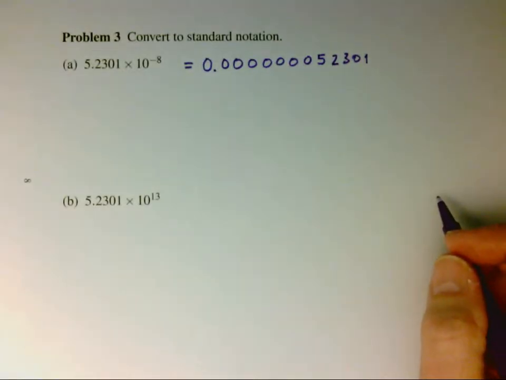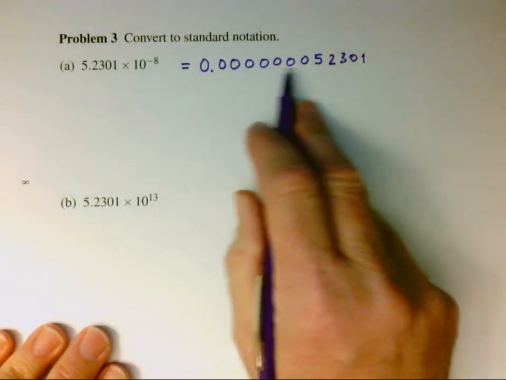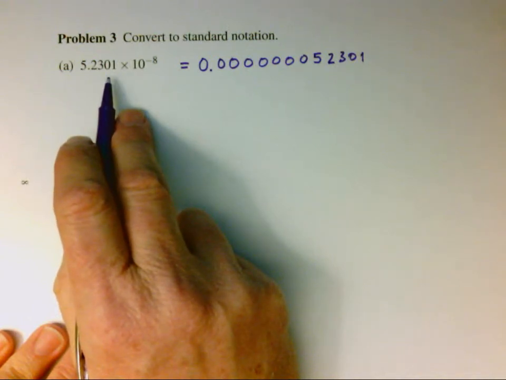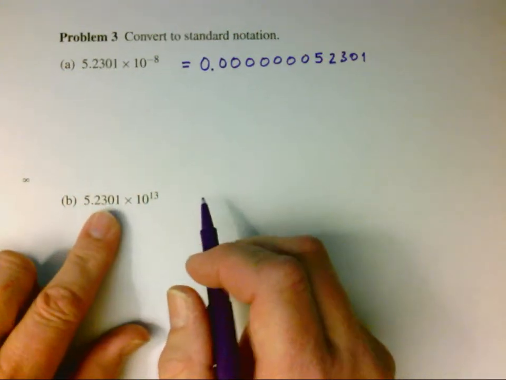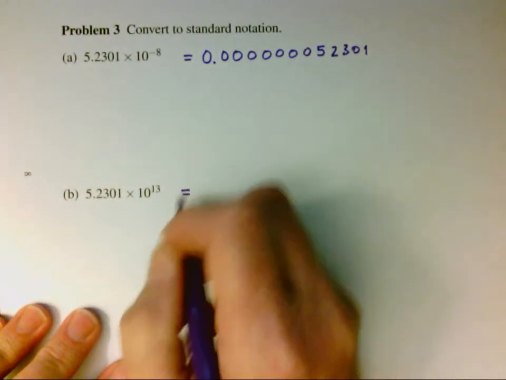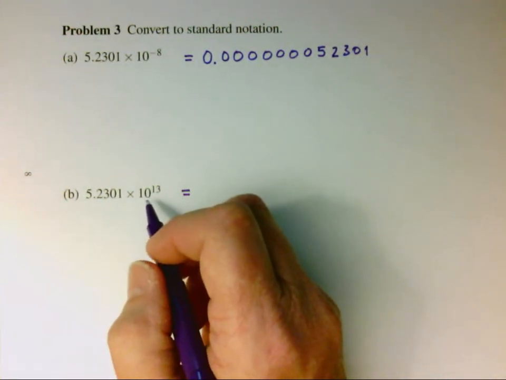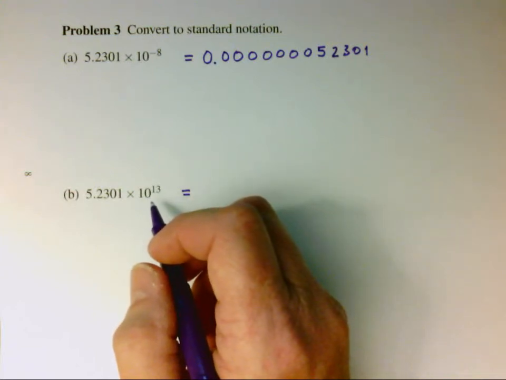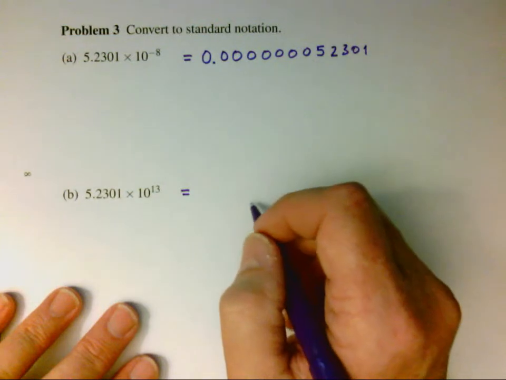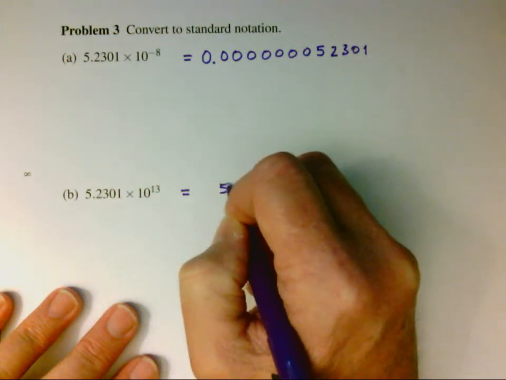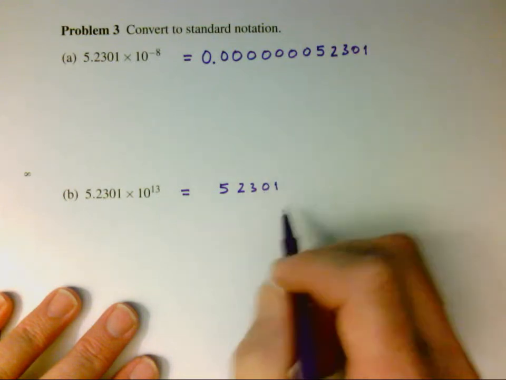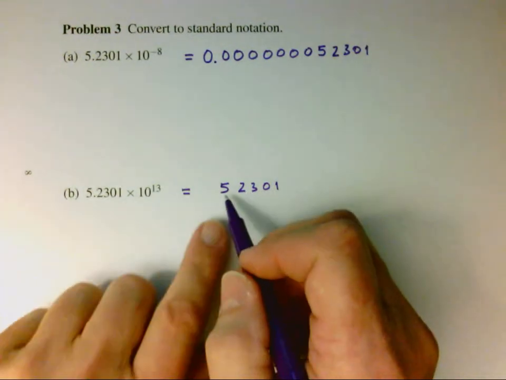One of the reasons we use scientific notation is because it's so easy to miscount with all these zeros. This is much less error prone to write. It's a much more compact and safe way to write an incredibly small number, or in this case, an incredibly large number. 10 to the 13, well, that's going to be trillions again. In fact, if I'm not mistaken, that's almost the number we had in part A. So you're going to have 5, 2, 3, 0, 1. This has got to be in the 13th place.